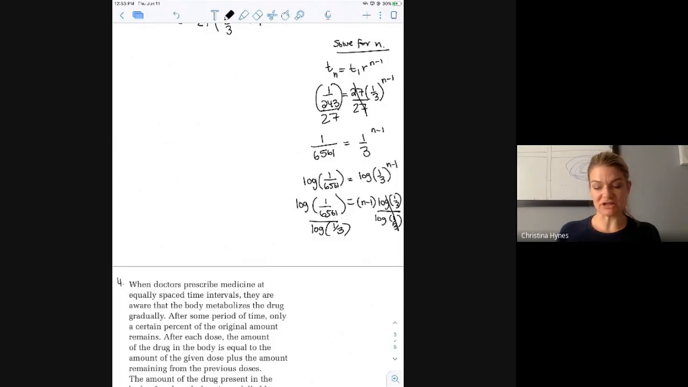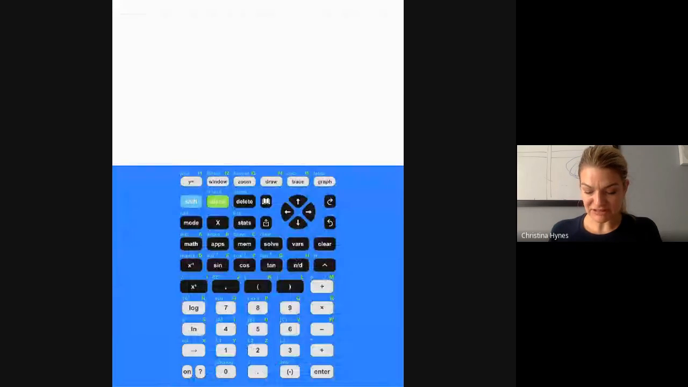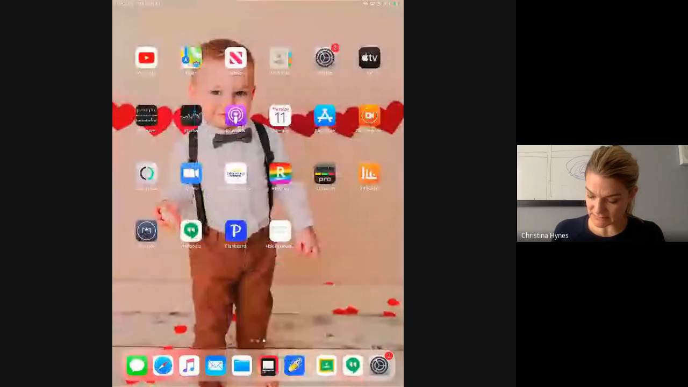So those cross off. This is where I'm going to go to my calculator and put that in to see what I get. Okay, so press your log button. Then you're going to go in brackets 1 divided by 6,561, closing your brackets. And then you're going to divide that answer by log of 1 divided by 3 in brackets. Okay, so you get your answer, and I get a nice answer of 8.